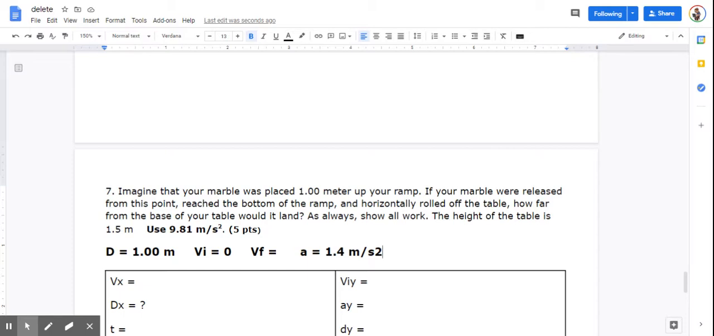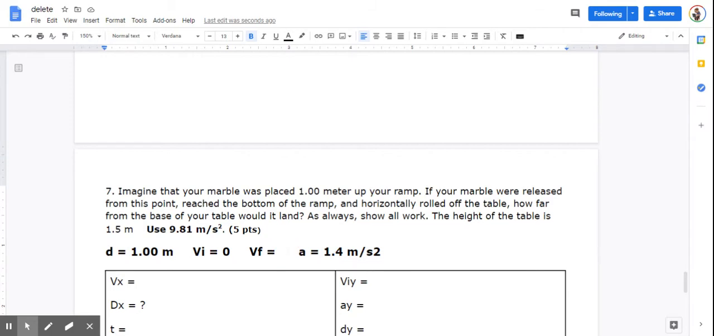Look at what we have: D, we have VI, we want VF. Why do we want VF? Because we want to know how fast the marble is when it rolls off the table. I'm not going to tell you, but if you've got 4 letters, you know the equation. Well, I think I will. No. Take a look at these 4 variables. In order to find the velocity at the bottom of the ramp, you have to find a motion equation that has VF, VI, A, and D. Once you find that, you'll be able to solve for VF.